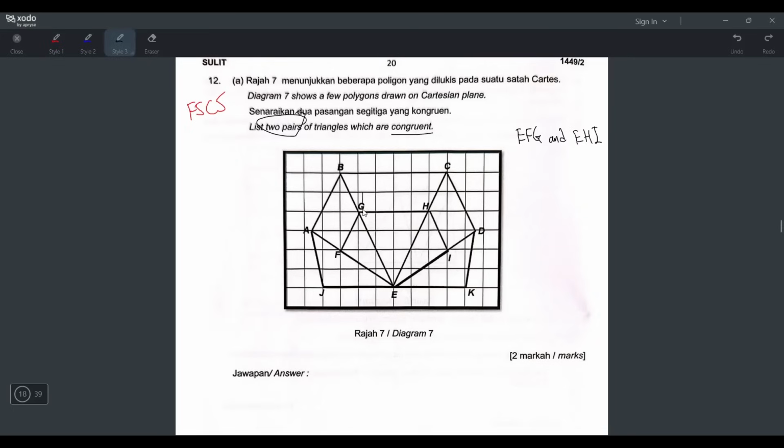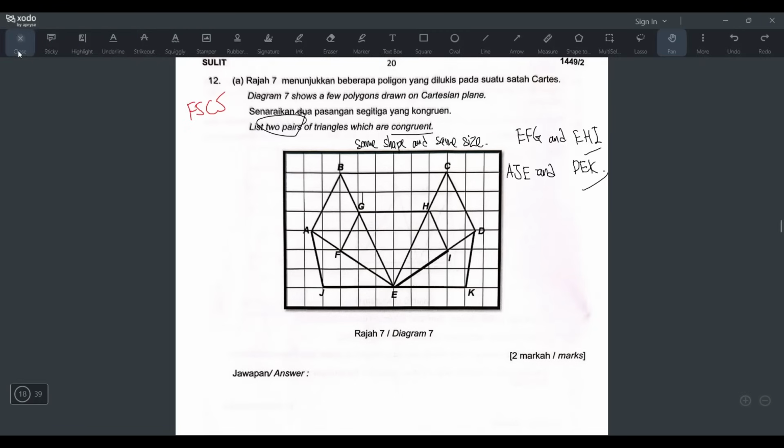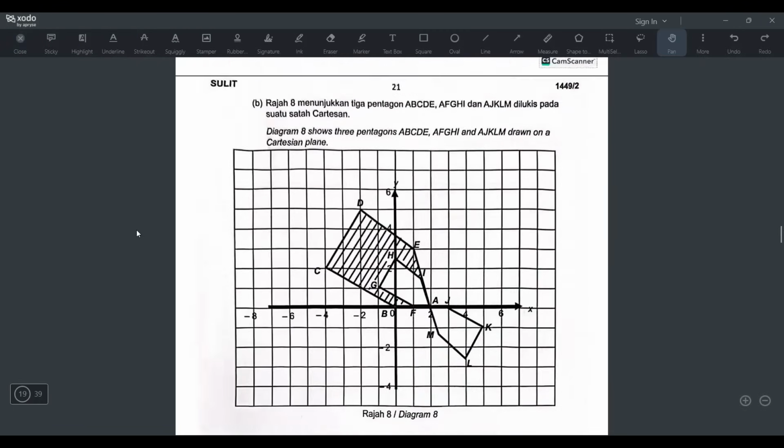Okay, but I have to take another pair. So another pair you can take what? I think this one lah. Yeah, these two also congruent, right? Same. Oh, I forgot to tell you what is congruent. Congruent means same shape, same size. Yeah, I just assumed that you all know. That's why I didn't explain it at first. Okay, so these two also same shape, same size. So you can write AJE and EGDEK. Okay, that's enough because they only ask for two pairs. So that's it. Okay, scroll down.